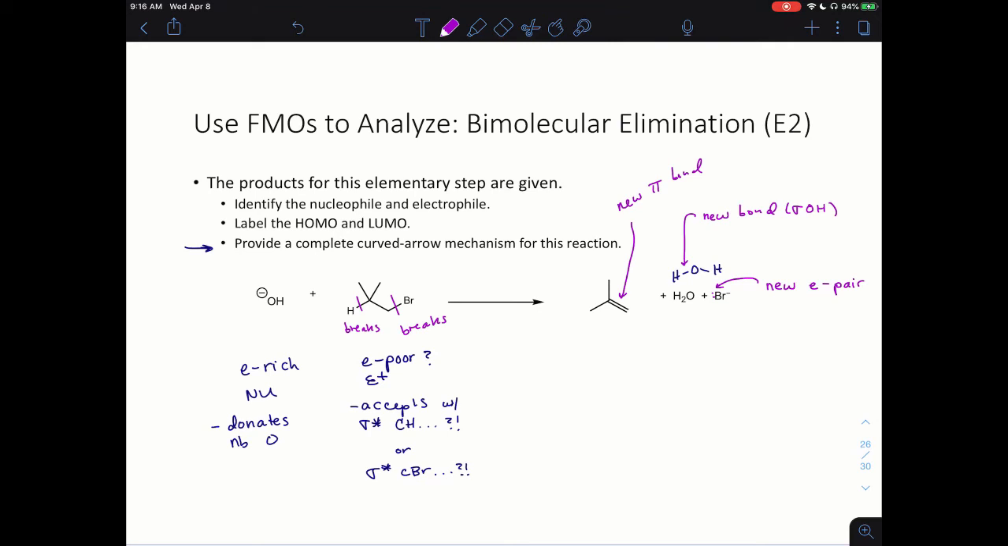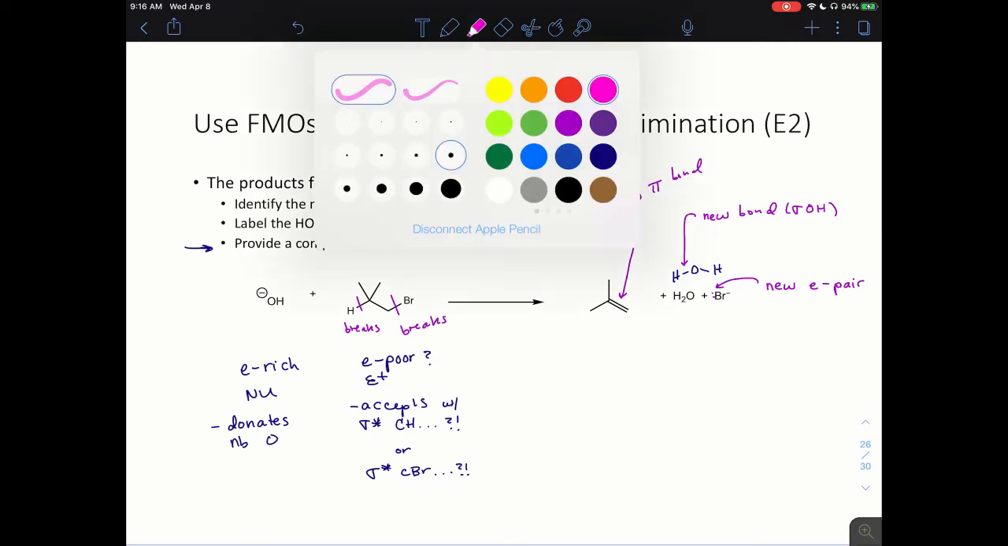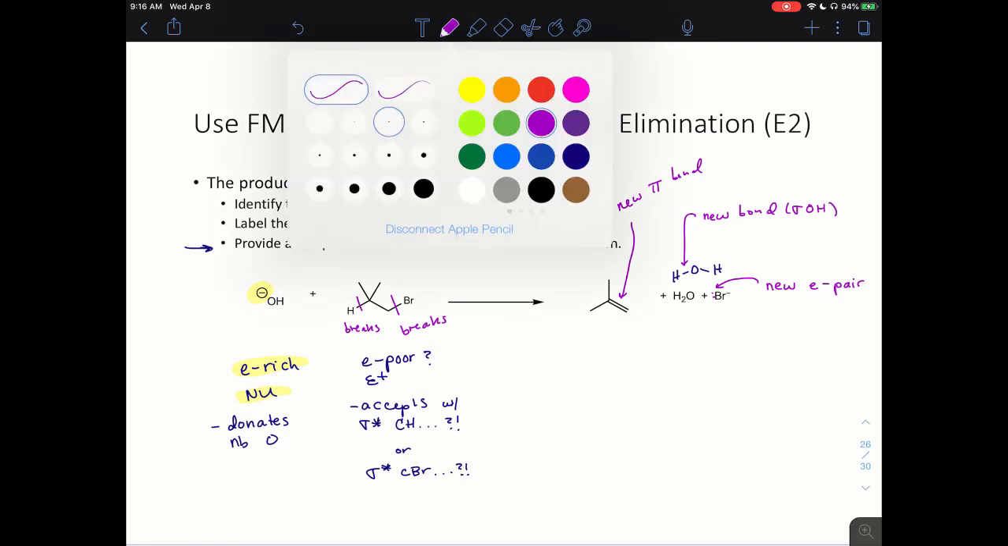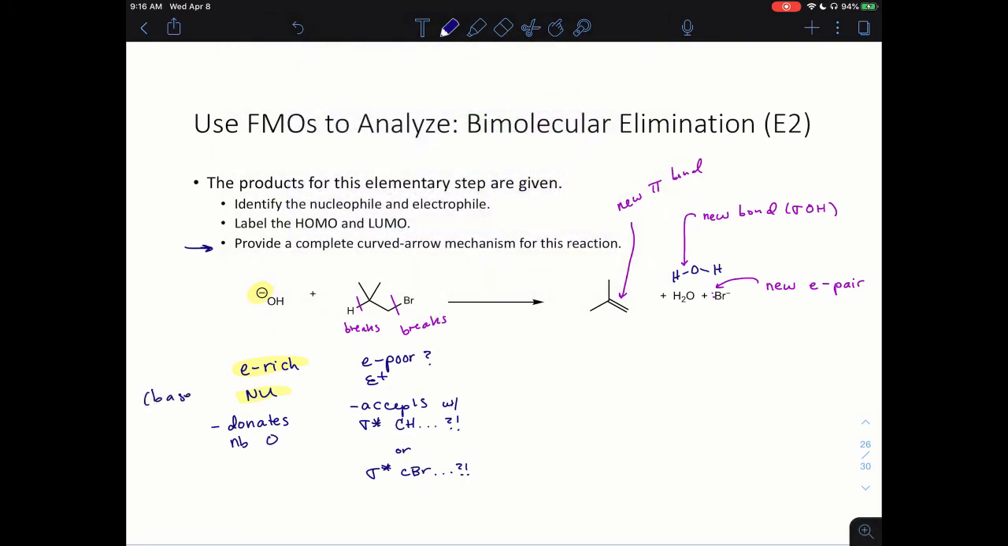So I've done the initial analysis here, and I'm going to walk you through it. So there's a negative formal charge on hydroxide here. So this is electron rich and probably acting as a nucleophile. Now, technically, it's acting as a base, but base and nucleophiles are really similar, and we're going to talk more about that. It seems it's going to donate its non-bonding electrons. And you can see that those non-bonding electrons do end up becoming used to make a new sigma bond in the product. We can see that the CH bond here breaks and the CBr breaks.